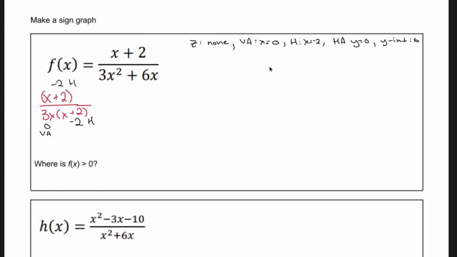So let's draw this out a little bit. Write out what we have. Okay, draw our picture. Okay, there's no zeros. Vertical asymptote at 0. Horizontal asymptote there. Our hole is at -2. Okay, so that's really the only thing that we're going to worry about. Our hole is at -2.